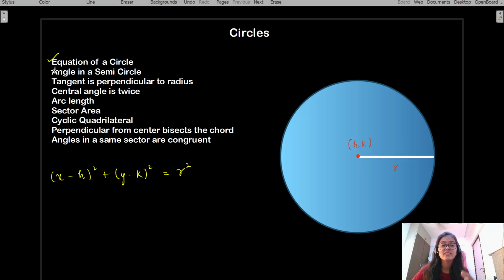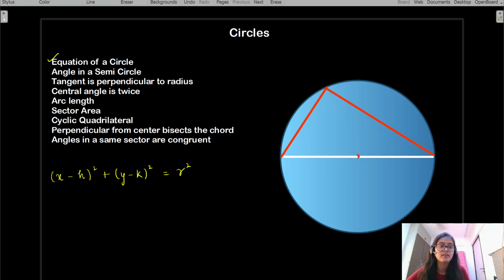Second, angle in a semicircle. So if we have a semicircle, let me draw a semicircle. So this is the diameter, and you can see that I have divided the circle into two semicircles. And then if I draw an angle like this, so this angle is called angle in a semicircle.